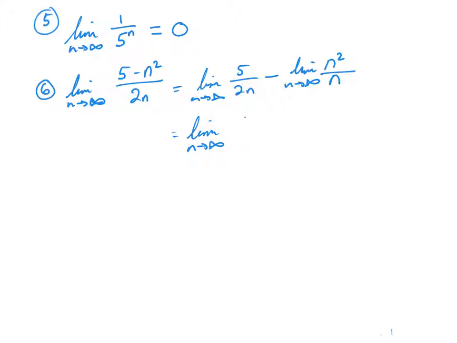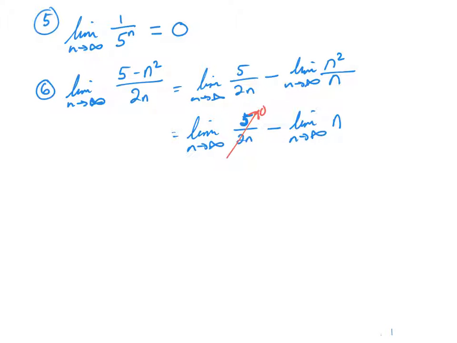What is this first one going to be? That's a 5, so this goes towards 0. And for this one, if I simplify it, n squared over n is n. So that's just infinity, an infinite amount.